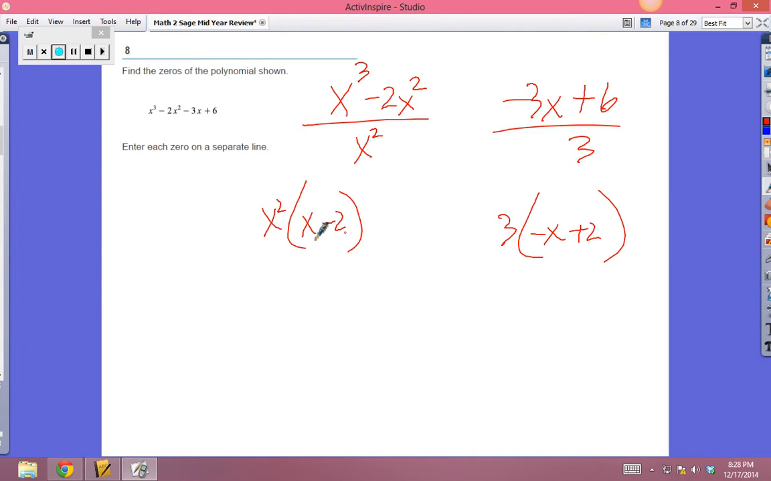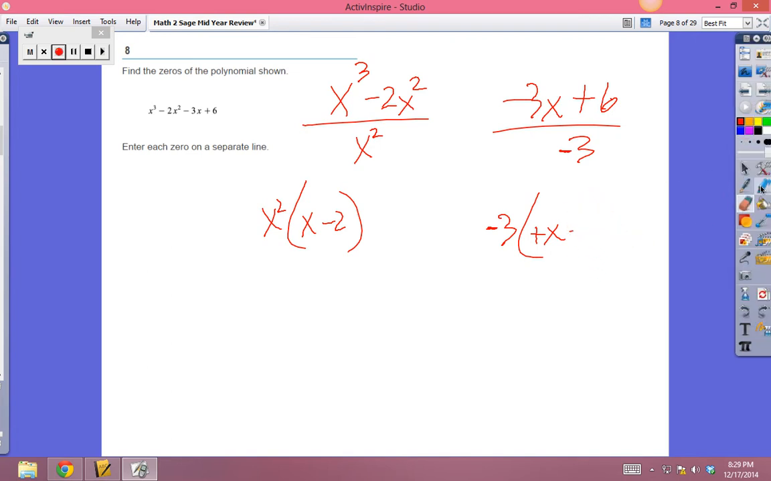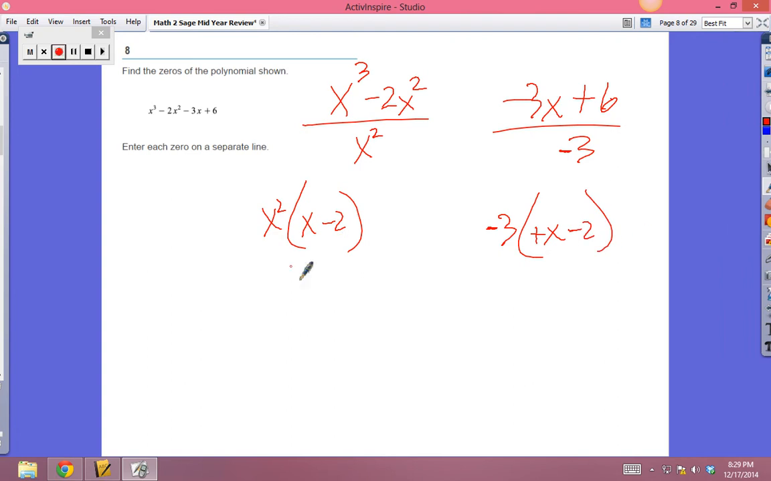And now the problem is my signs don't match up. This one is x minus 2. This one is a negative x plus 2. So you can change that pretty slick. Don't divide by 3. Divide by negative 3. So negative 3 divided by negative 3, that's going to be a positive. And 6 divided by negative 3, that's going to be a negative 2. Okay, now your signs match up.